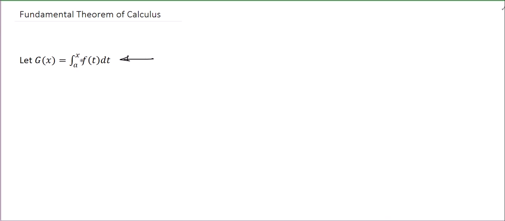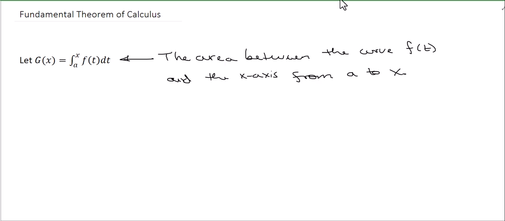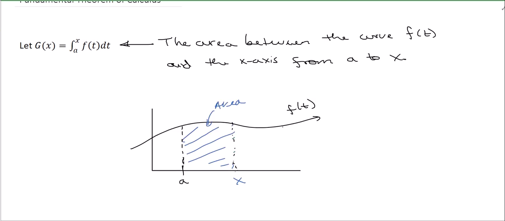We know from the previous sections that the integral represents the area between the curve and the x-axis, in this case from a to x. We're used to seeing it from a to b, but this is now the area between f of t and the x-axis from a to x. So what does that look like? Because x is a variable, right? So x is moving. Let's sketch a graph to show you what that looks like.